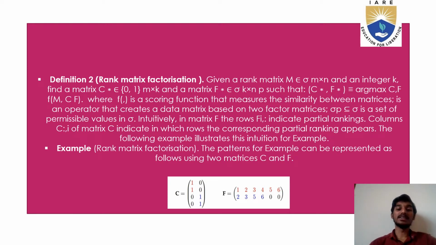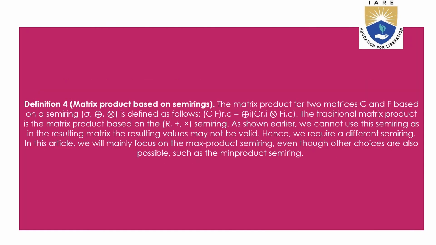Intuitively, in matrix F, the row Fi indicates a partial ranking. Column Ci of matrix C indicates in which rows the corresponding partial ranking appears. The following example illustrates this intuition.